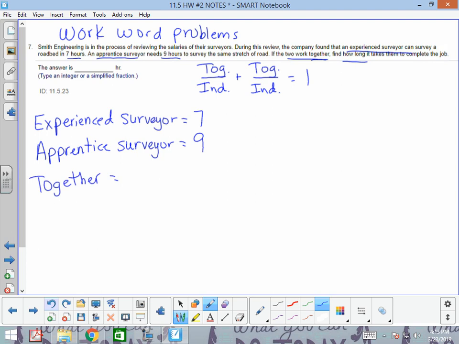Okay, so together is x. That's what we're looking for. So our formula is together over individual. Just pick one of them. Plus together again over the next individual. Pick the other one. Equals 1. So in this problem, the LCM is 63. So we're going to multiply by 63 in each numerator. So again, we put that 1 over 1.